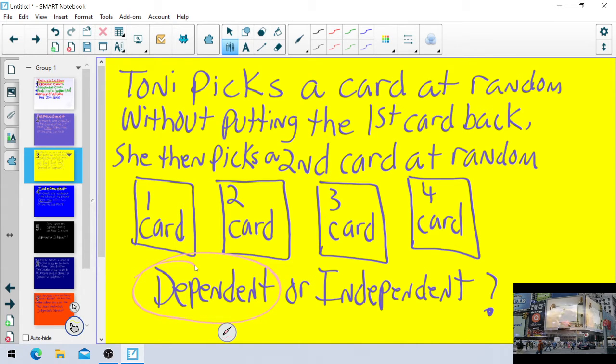That's right, dependent, because she drew a card and she didn't put the first one back. So that's dependent, because she did not put the first card back. You got to go with dependent in that particular case. Any questions about that? Had she put the first card back, it'd have been nothing to depend on. It'd have been independent again. Everybody, yeah, let's do another one.